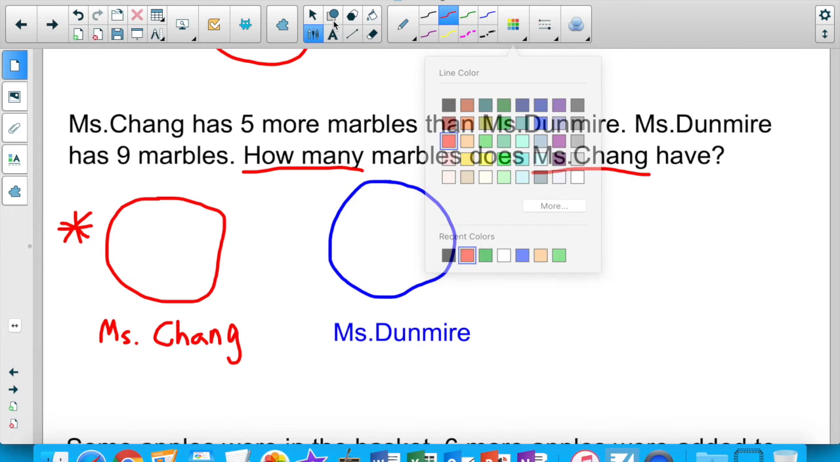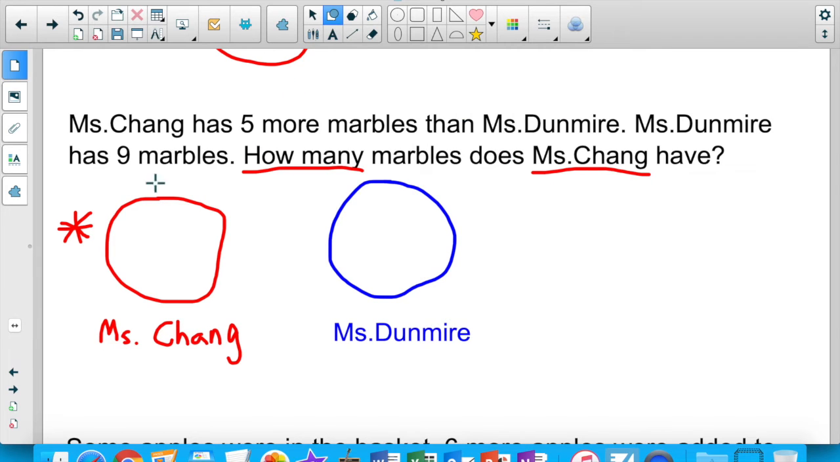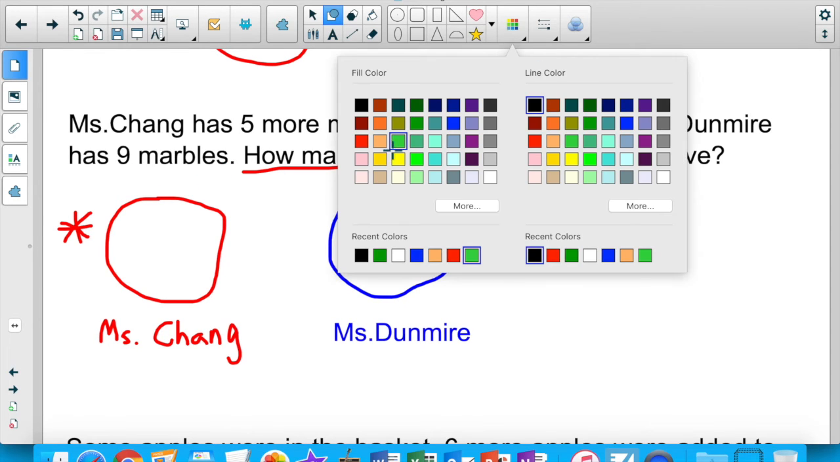Okay, so we don't really know yet how many marbles Miss Chang has, but all we know is that she has 5 more marbles than Miss Dunmeyer has. So if we know how many marbles Miss Dunmeyer has, then we can figure out how many marbles Miss Chang might have. The question does tell you how many marbles Miss Dunmeyer has. Miss Dunmeyer has 9 marbles. So we are told how many marbles Miss Dunmeyer has.